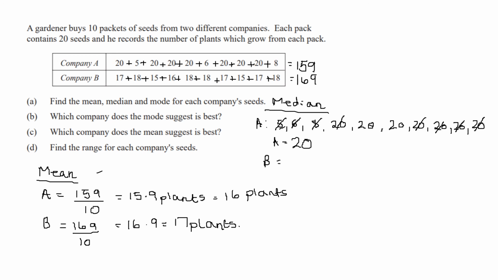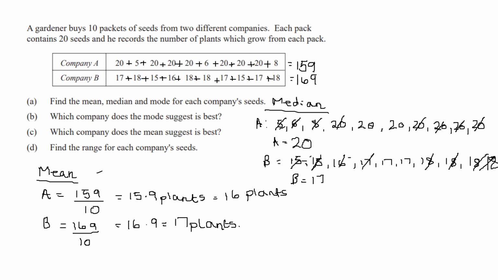Then let's have a look at B. So we've got 15, 15, 16, and then we've got 3 17s, and 1, 2, 3, 4 18s. So let's do the same thing again, cross off from either end, smallest, largest, smallest, largest, smallest, largest. Missed an 18 off. There we go. So we've got 2 17s in the middle, so the median for B is 17.